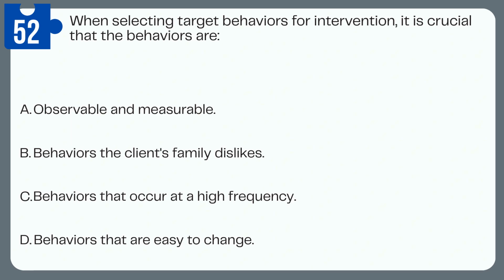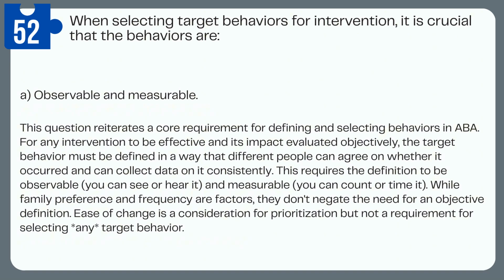Question 52. When selecting target behaviors for intervention, it is crucial that the behaviors are A. Observable and measurable. B. Behaviors the client's family dislikes. C. Behaviors that occur at a high frequency. D. Behaviors that are easy to change. Answer. A. Observable and measurable. This question reiterates a core requirement for defining and selecting behaviors in ABA.